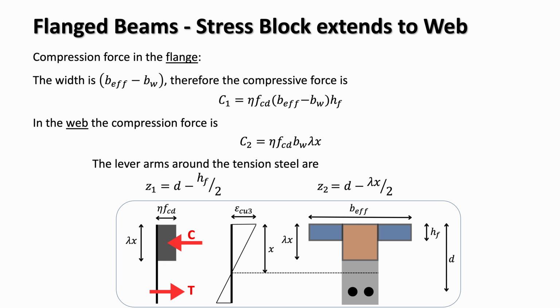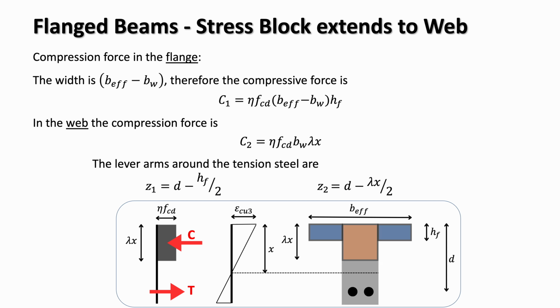Below that, the web contributes an additional compression force, C2, and that equals η × fcd × b_w × λx. And that comes from the rectangular stress block acting over the depth λx minus h_f. And that comes from the rectangular stress block acting over the depth λx.